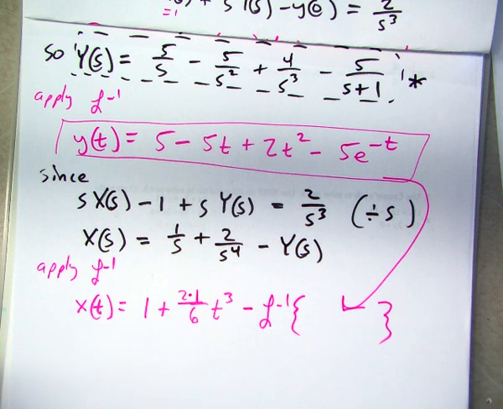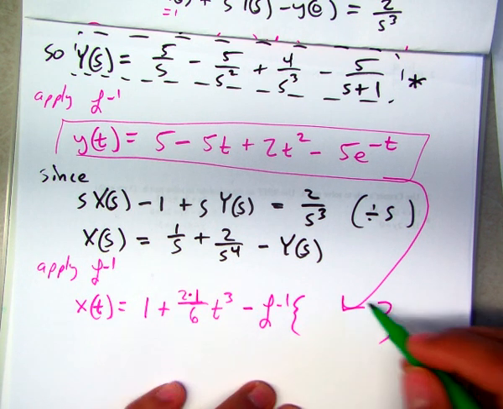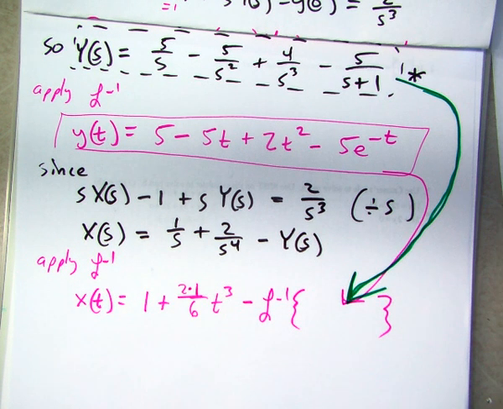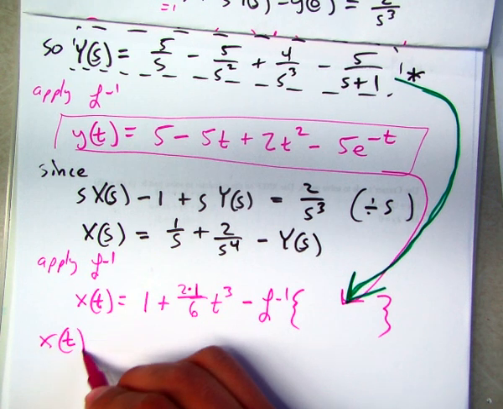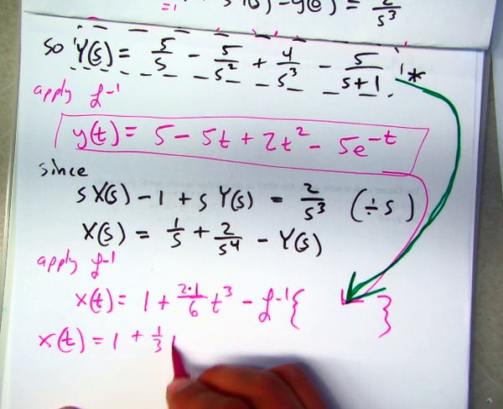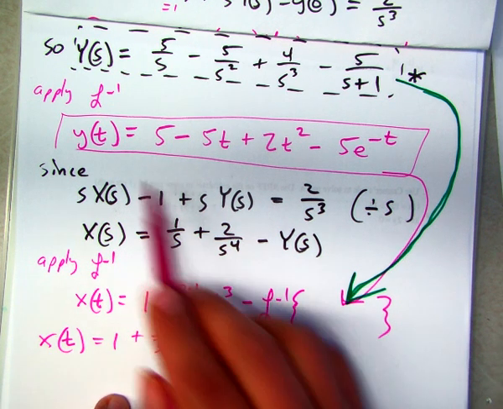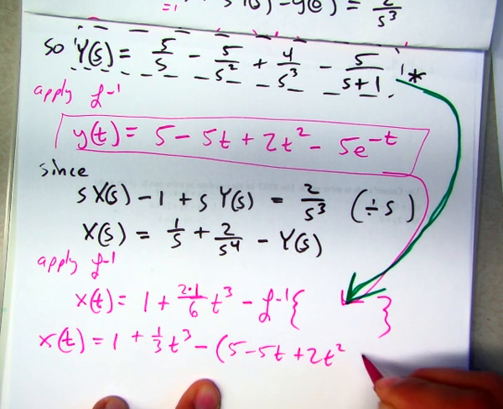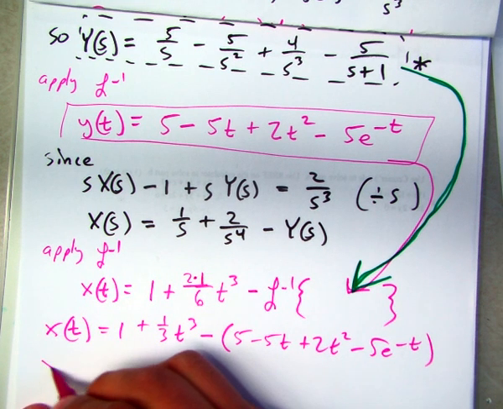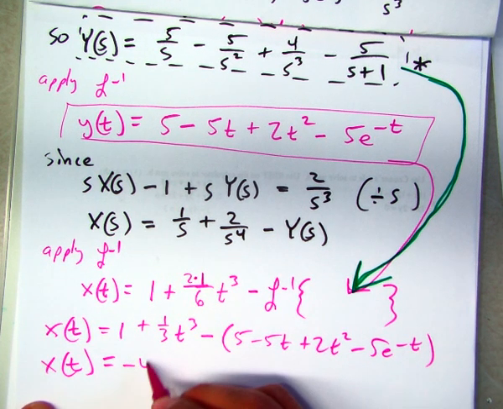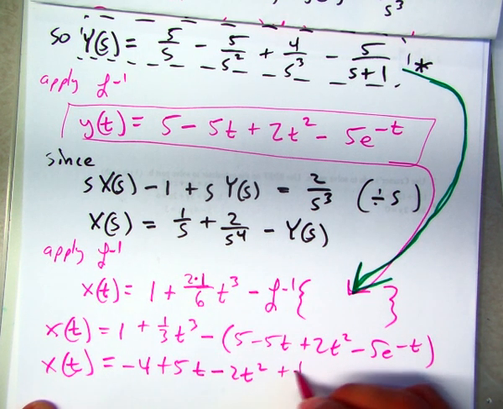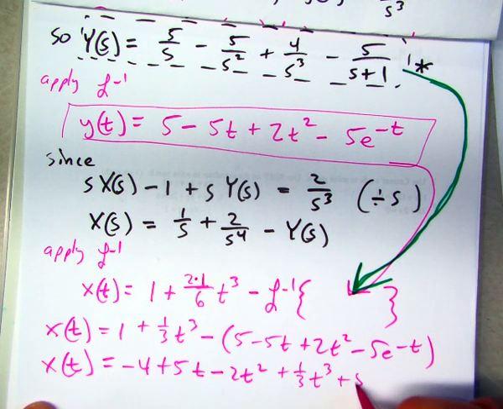Ignore that arrow. What I want to do is plug this in here and take the inverse transform, which I have the answer to. It's this one right here. So X of t will be 1 plus 1/3 t cubed minus the quantity of, and now when I take the inverse transform of Y of s, I get exactly Y of t. So that's 5 minus 5t plus 2t squared minus 5e to the minus t. And if you distribute and simplify as much as you can, you get negative 4 plus 5t minus 2t squared plus 1/3 t cubed plus 5e to the minus t.